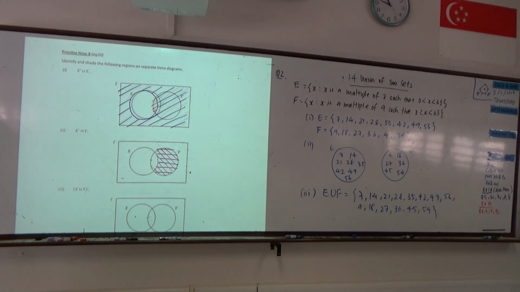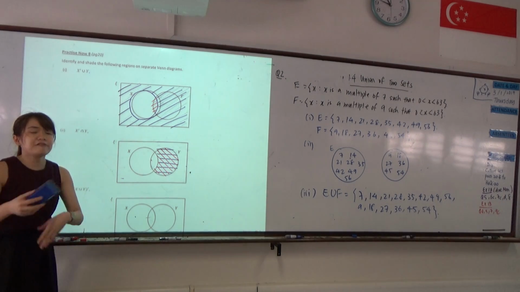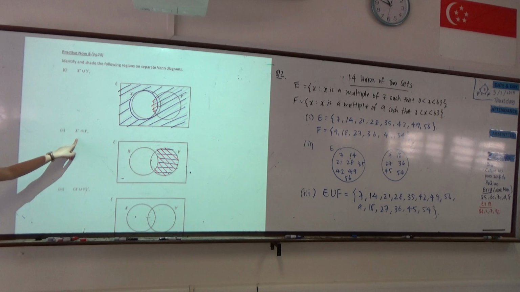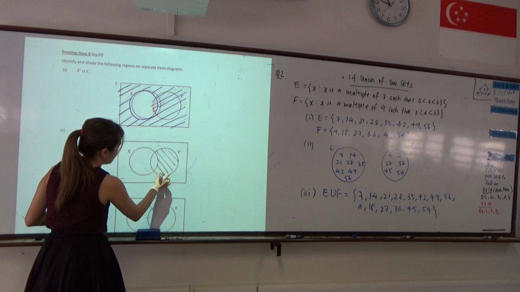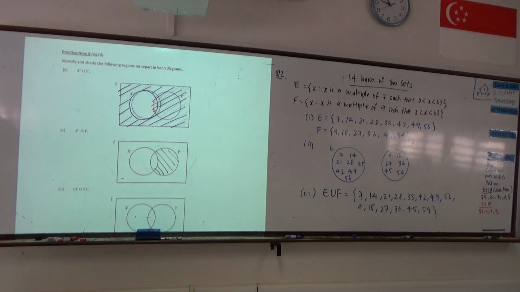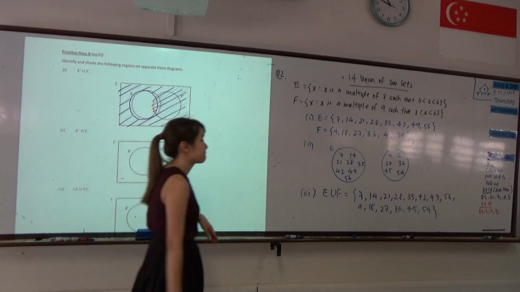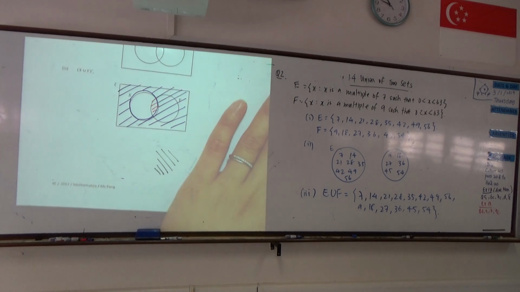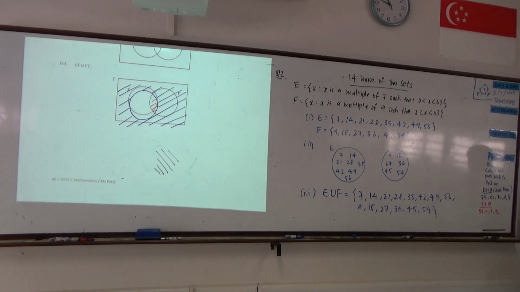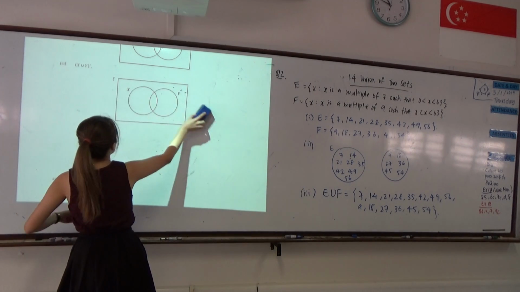Are we clear about this? You need not present in such a crisscross manner. If you can easily tell where this part is, you can just shade it like that. That is good enough, as long as the correct part is shaded.